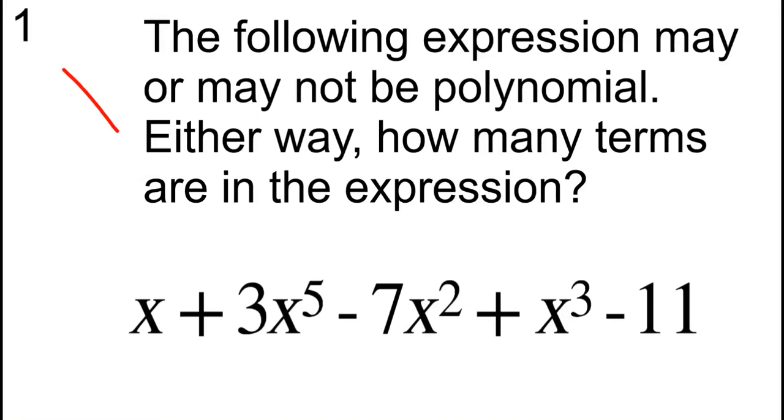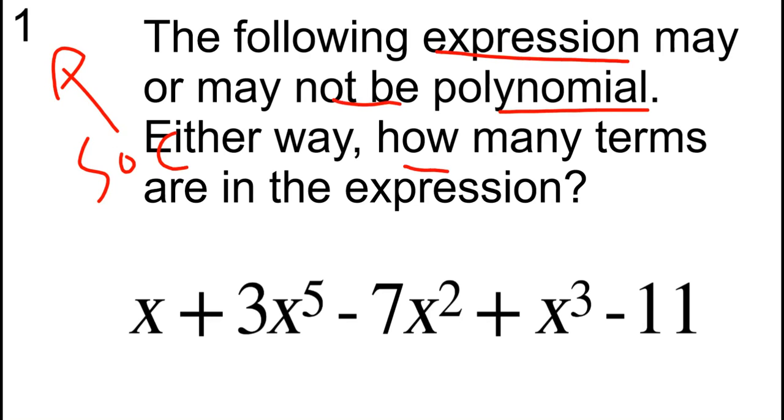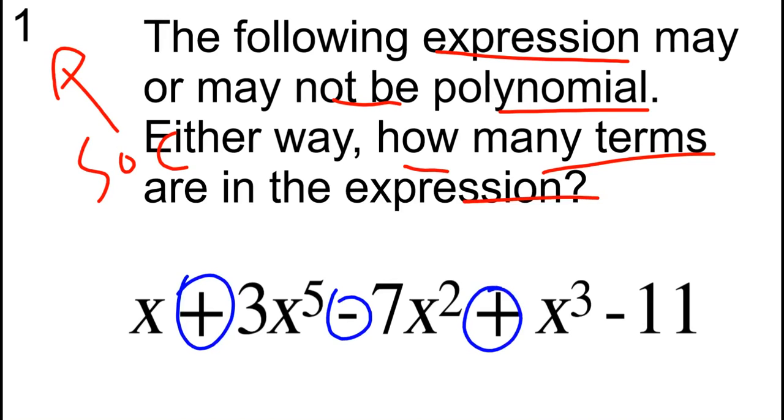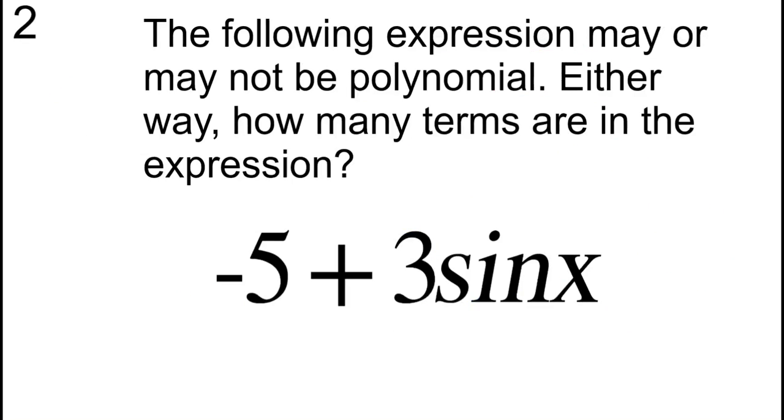Hey, this is math class and we do problems. If I talk about number one or number two or number whatever, I'm talking about the number in the upper left-hand corner at Socrative. This expression may or may not be polynomial. Either way, how many terms is it? It's a bunch of terms. This plus, this minus, this plus, and this minus separate them. There are 1, 2, 3, 4, and 5 terms. The answer is 5. Number 2 is the same game that we like to play. There's only one plus sign right here, so there's only 2 terms.